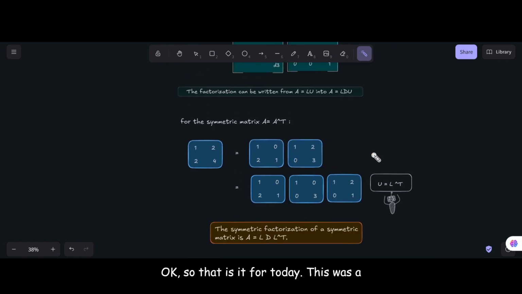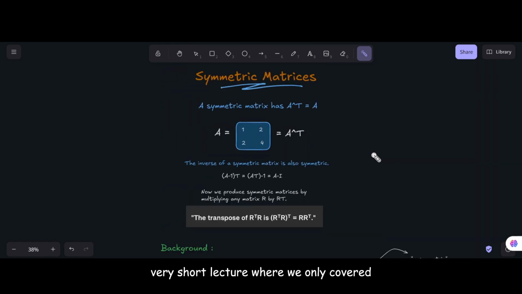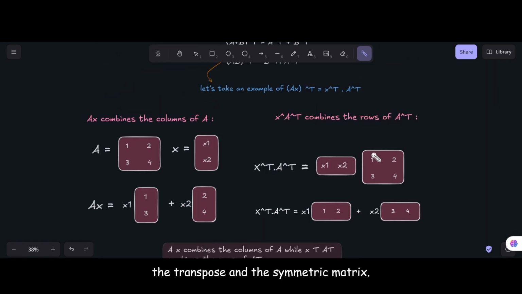Okay, so that is it for today. This was a very short lecture where we only covered the transpose and the symmetric matrix.